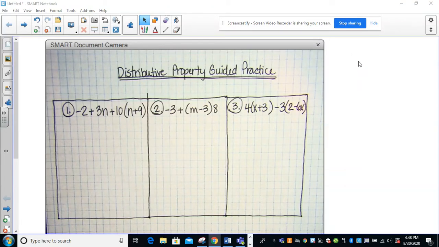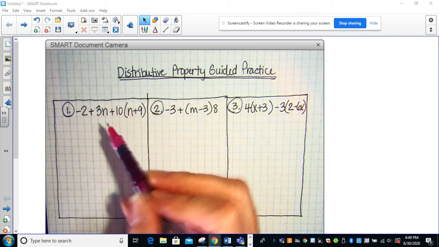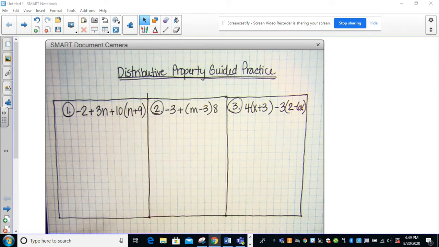So this is some guided practice with the distributive property. And what I'd like for you to do is pause the video now and in your notebook, go ahead and copy these 3 problems and allow yourself some room to work them out. And then when you're finished, play, and then we're going to work them out together. If you want to try first, you can, but whenever you're ready for me, you can pause and play as needed.